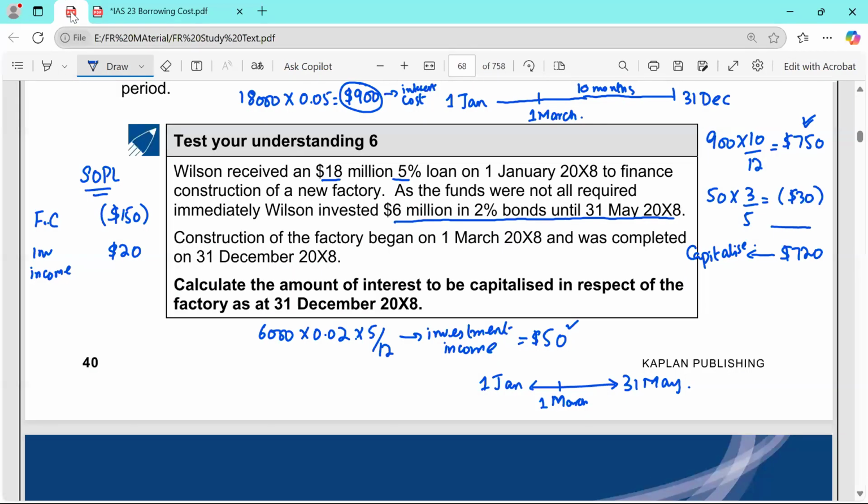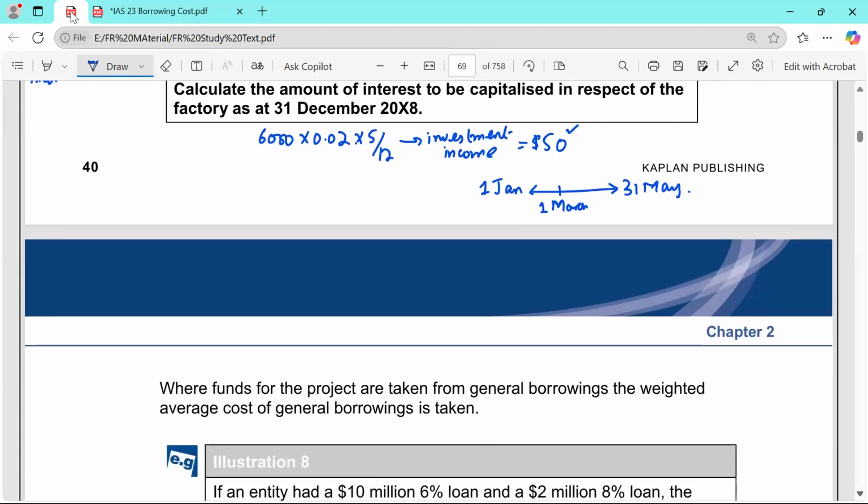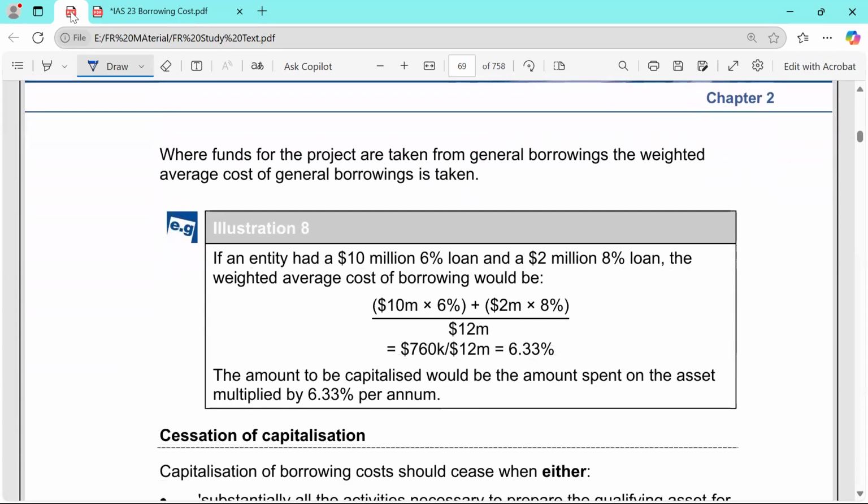Now let's do that. There is an illustration in the book as well. If an entity had a 10 million 6% loan and a 2 million 8% loan, so in this illustration there's an entity that had a 10 million 6% loan and a 2 million 8% loan. Now we have to calculate the weighted average cost. What was the formula? Interest payable on the borrowings. There are two loans. One loan is of 10 million, and on that the company is paying 6%. Another loan is of 2 million, and on that the company is paying 8% interest.